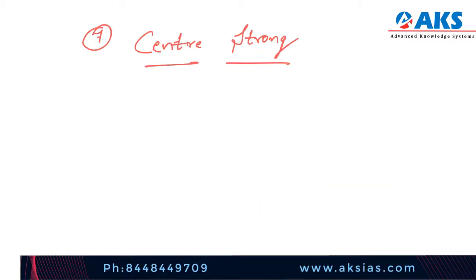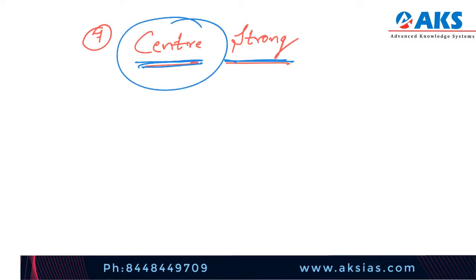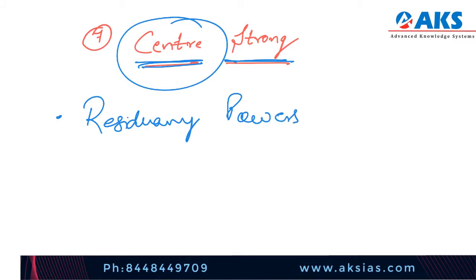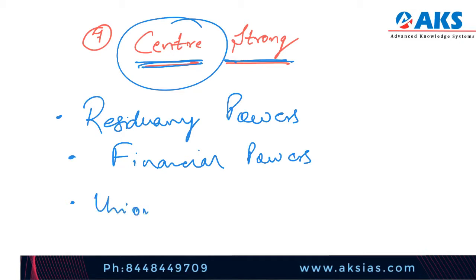The last feature that we have to discuss is that in India's federation, the constitution has made the center deliberately strong because the residuary powers are with the central government, and the central government or the union government has more financial powers compared to the state governments. Another reason why India's constitution has made the center deliberately strong is that the union list consists of more items and more important subjects of government compared to the state list.